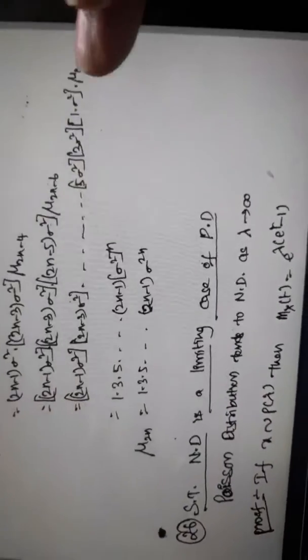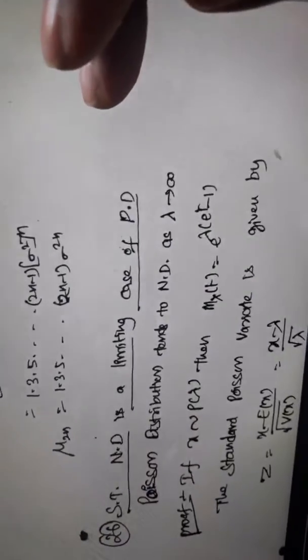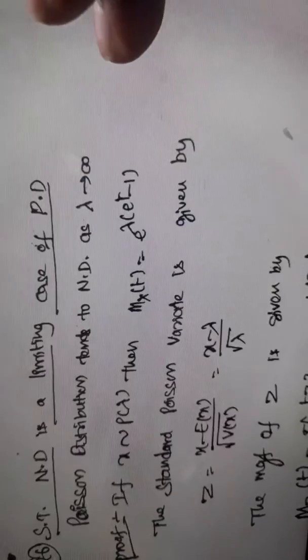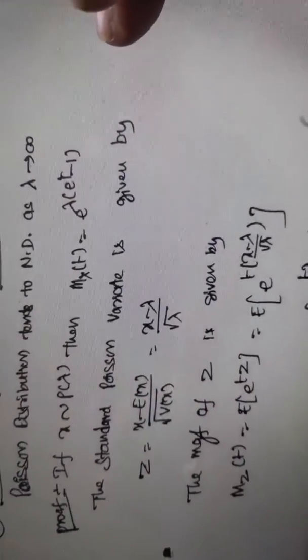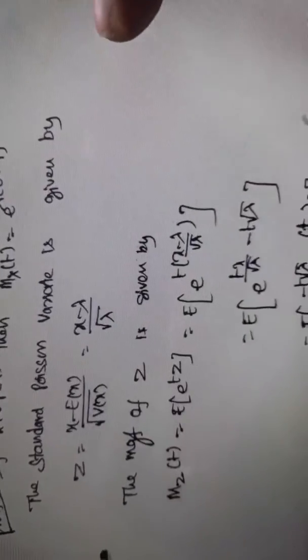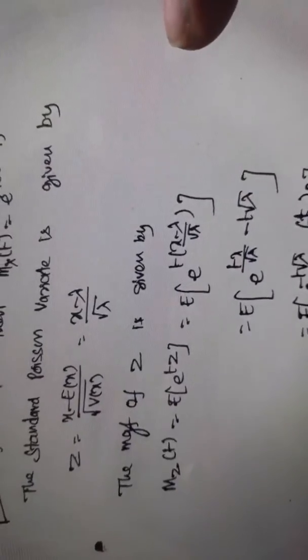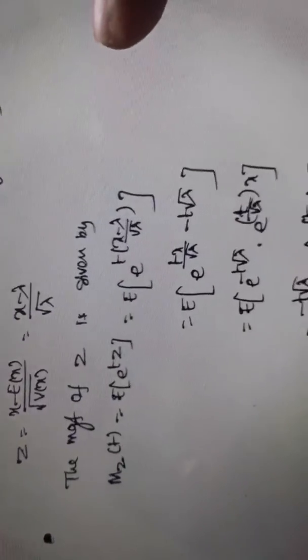Next, show that normal distribution is a limiting case of Poisson distribution. That means the Poisson distribution tends to normal distribution as lambda tends to infinity. If x follows P(lambda), the MGF of x is e power lambda into (e power t minus 1). The standard Poisson variate z is (x minus expectation of x) by root variance of x, that is (x minus lambda) by root lambda. The MGF of z is given by M z of t, which is the expectation of e power tz. Substitute here and simplify.